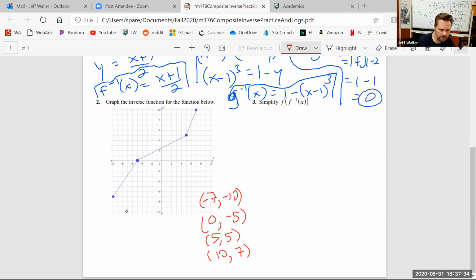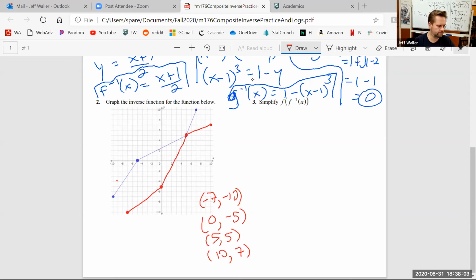-7, -10. Looks to be about right there. 0, -5. Kabam. 5, 5. Hey, it's already there for me. That point is on the mirror. And then 10, 7 is right there. Good, buddy. I'm sure 10, 7 means something. Then you got shoop, shoop, shoop. And it always looks like some kind of weird little bug to me, but all right.